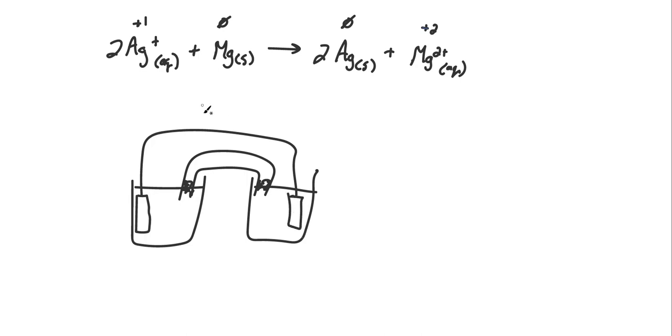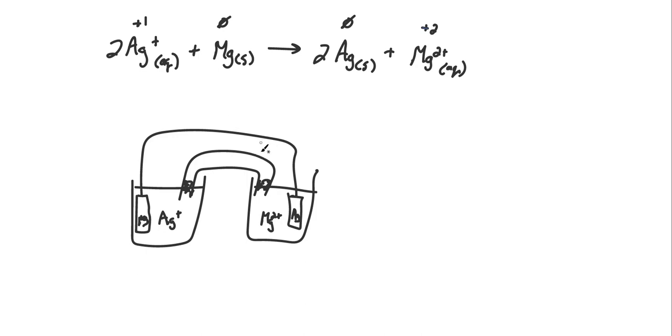Okay. So let's start with this side. We've got silver solution, aqueous, Ag+. We've got our magnesium solid, so that's going to be our electrode. On this side we've got our Ag solid, that's going to be our electrode on this side. And we've got our Mg 2+ as our solution there.